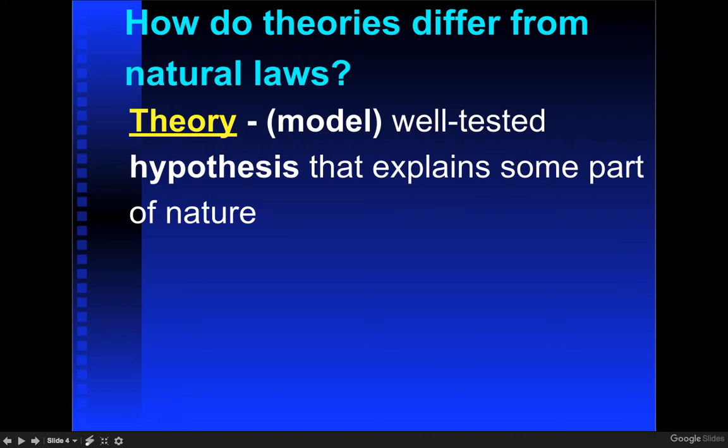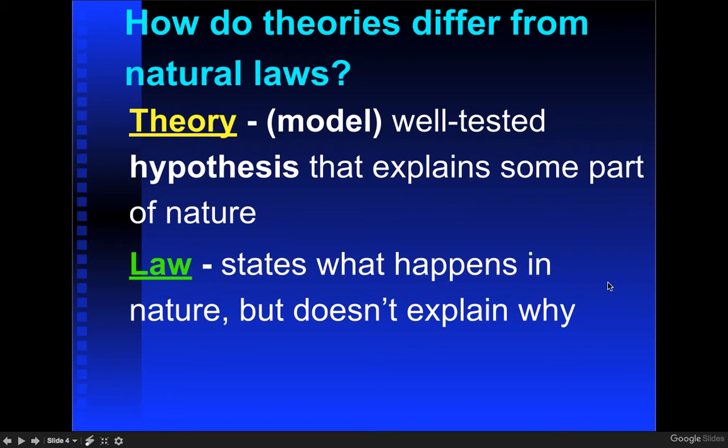Now, how do these differ from natural laws? There are a lot of ways people talk about the laws of nature, but in science, a law states something that happens. We can observe it repeatedly, but it's not trying to give an explanation as to why. Therefore, you can't actually turn a theory into a law, because they have a different purpose. A law states what happens, a theory states why.